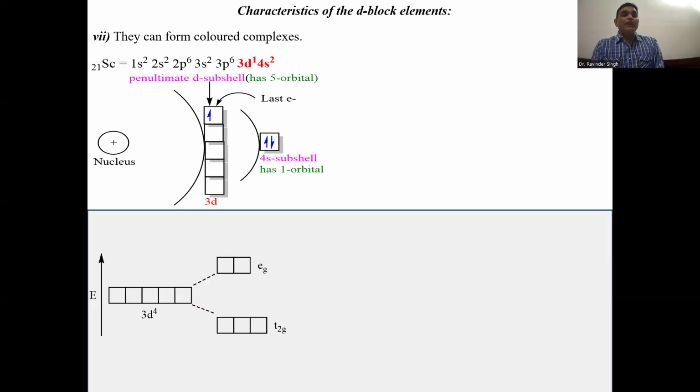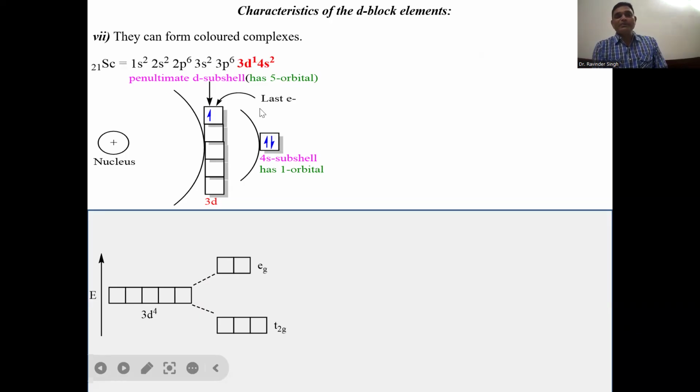Next property, next characteristic of the d block elements: they can form colored complexes. Why can they form colored complexes? Colored complex formation means the release of energy by these compounds or atoms in the visible region. So how can we explain that the energy is released in the visible region? First of all, we have to write the electronic configuration.